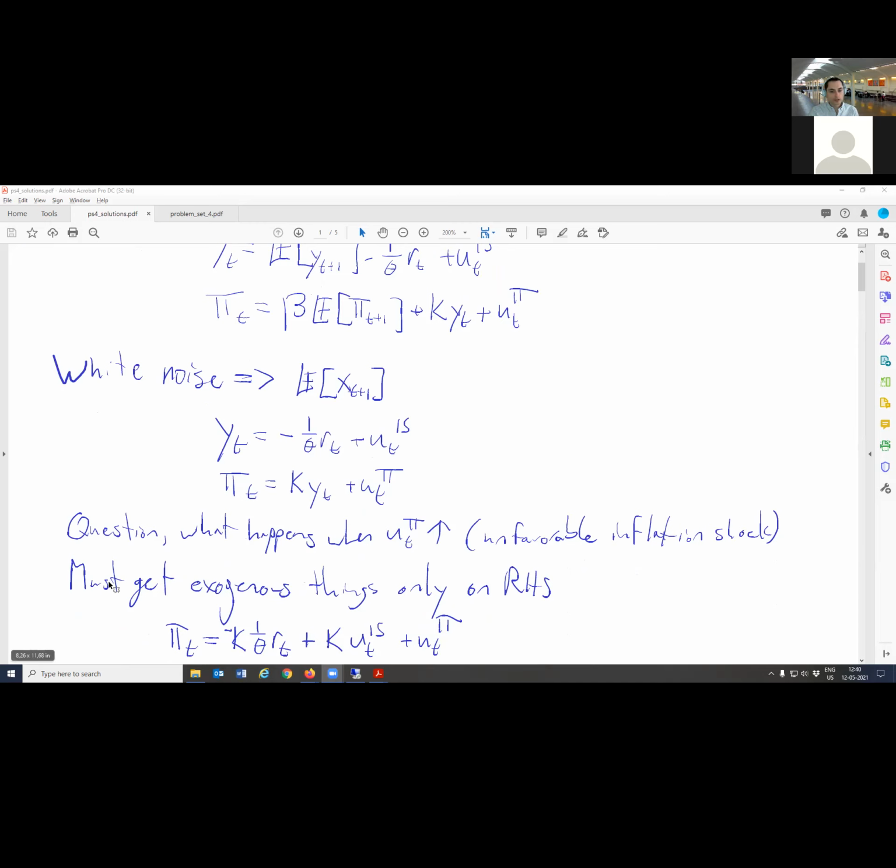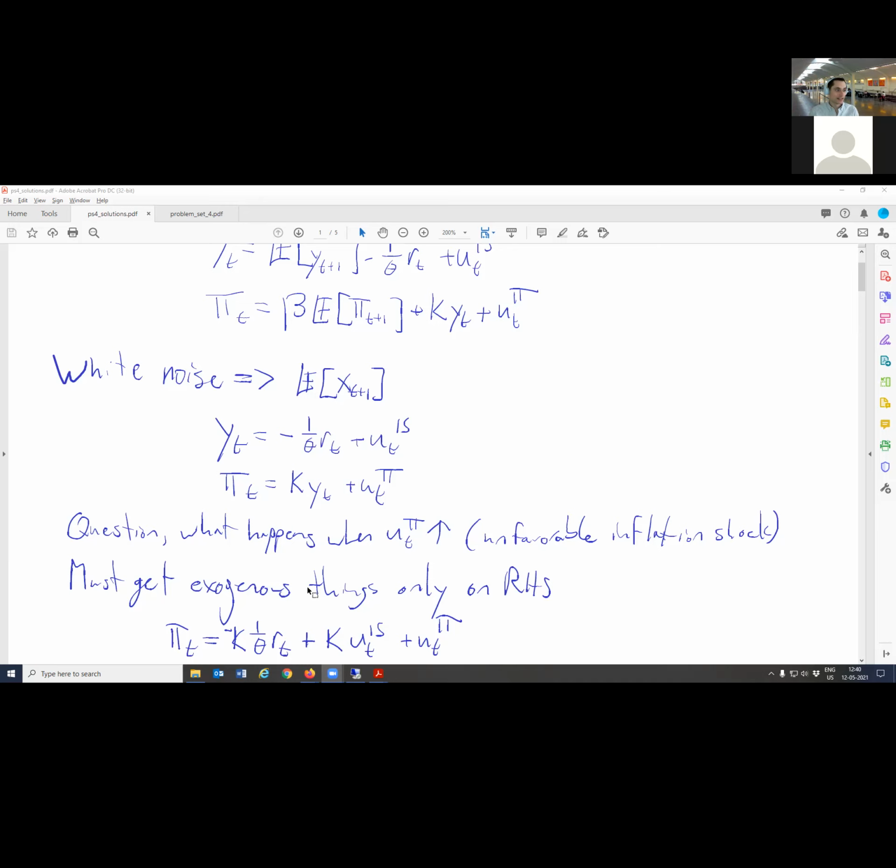What we want to do is get everything exogenous on one side of these equations. So we want one side where there are no y_t's, r_t's, or pi_t's. We want to have only the shocks.